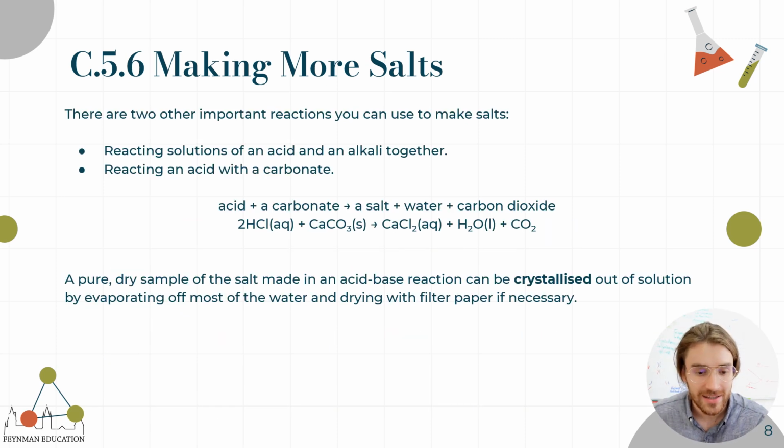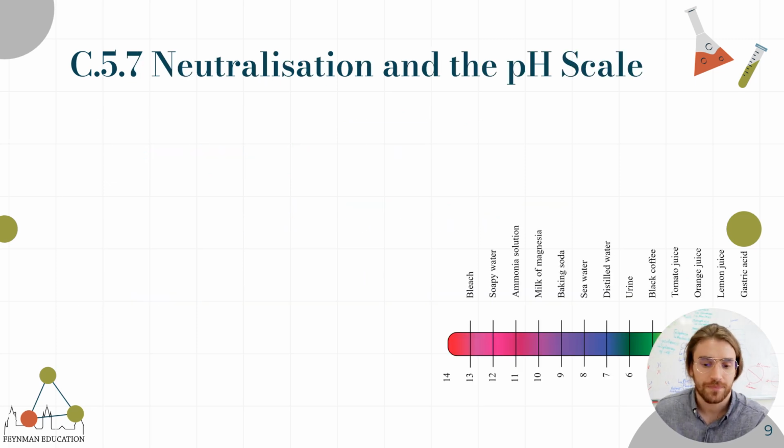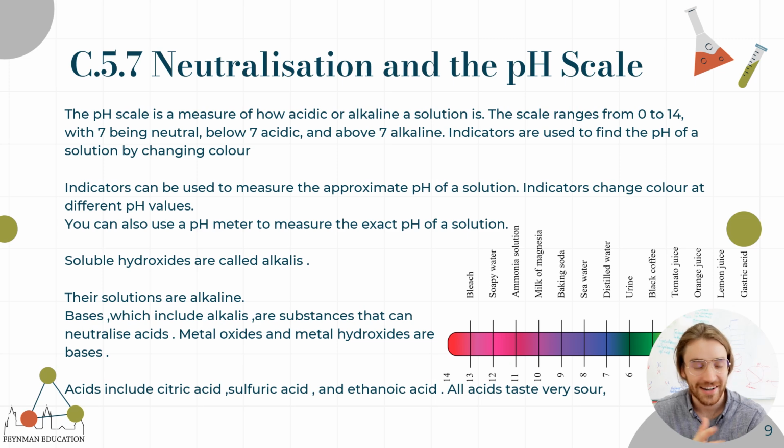And then finally, the other one that we mentioned was an acid plus a carbonate. Okay, this is going to give us water, carbon dioxide, and a salt instead of just water. Okay, nice and easy. And then yes, to get a dry sample, you're going to do the same thing, but this time crystallized out of the solution by evaporating off the water and drying with a filter paper. So same thing, the carbon dioxide is a gas, so it will leave the solution and we won't have to worry about it contaminating anything. Okay, so a lot of writing, but don't worry, I'll just summarize it now.